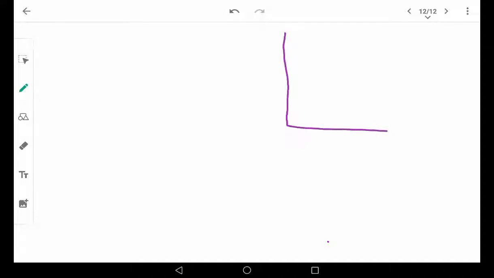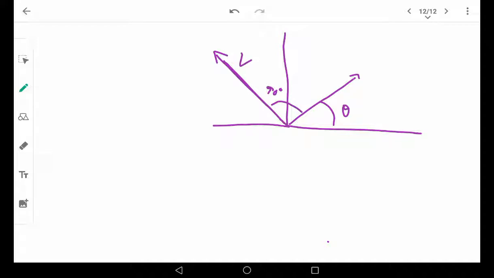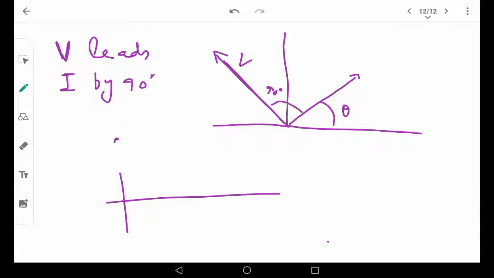In the phasor diagram, we can represent it like this. If this is I, with an angle theta, then you have to draw a 90 degree angle here, and this will be V. So V is leading. You can say V leads I by 90 degree.